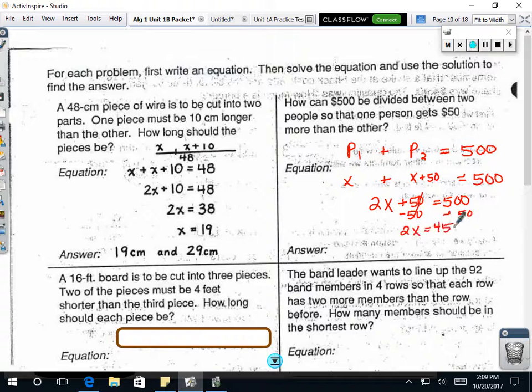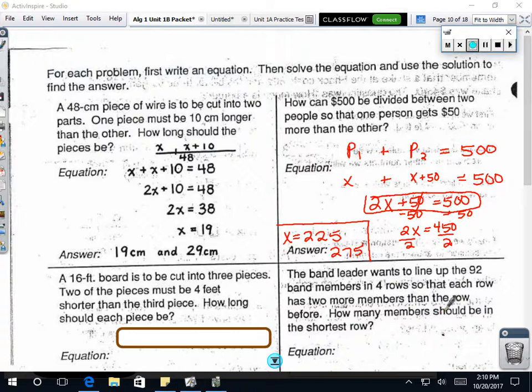And now we divide by 2, and so X equals 225. Well, if X equals 225, that's person 1. Person 2 gets 225 plus 50 more, which is 275. Okay? So this was the equation. So had the test question been asking for the equation, that would be the answer. If they're asking for the actual amounts they get, that's the answer.